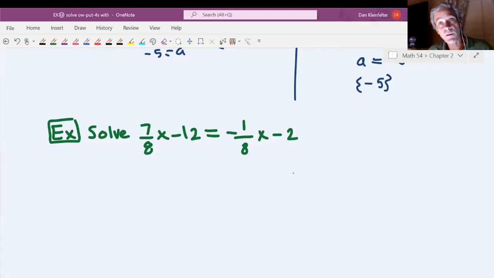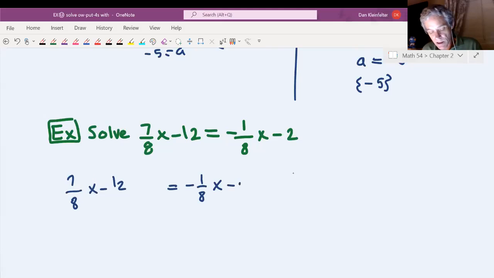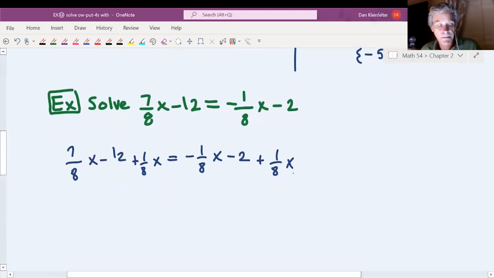I need to decide if I want the variables on the left or right. I think I'll just have the variable be on the left this time. So 7/8 x minus 12, then negative 1/8 x minus 2. Let me add 1/8 x on both sides. Okay, I've done that. 7/8 x plus 1/8 x is 8/8 x.